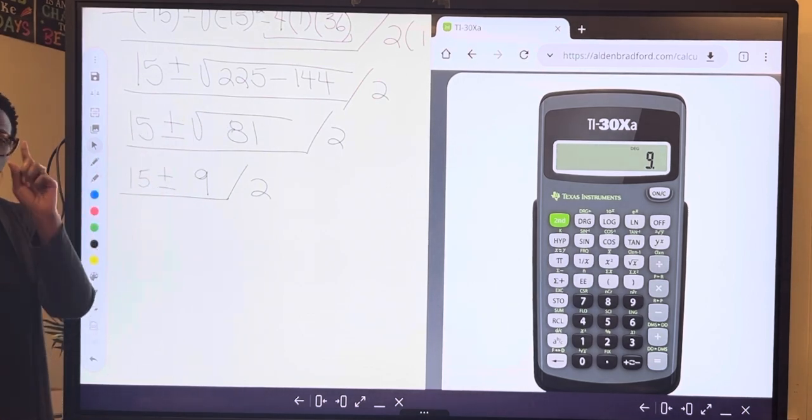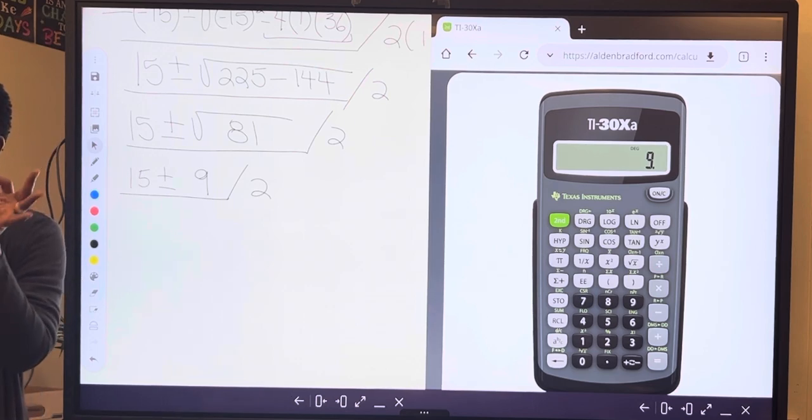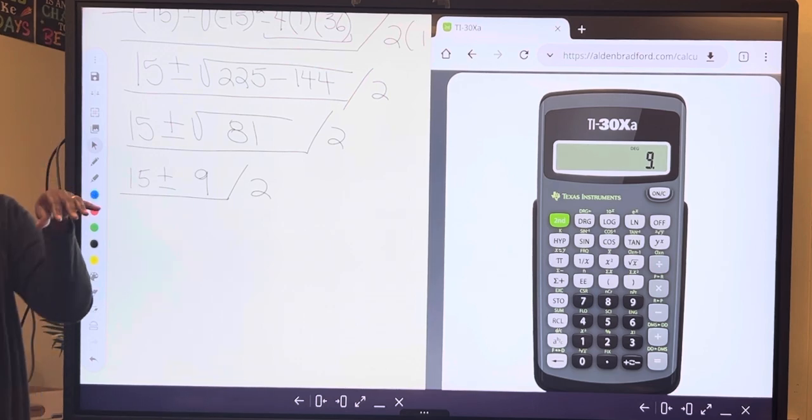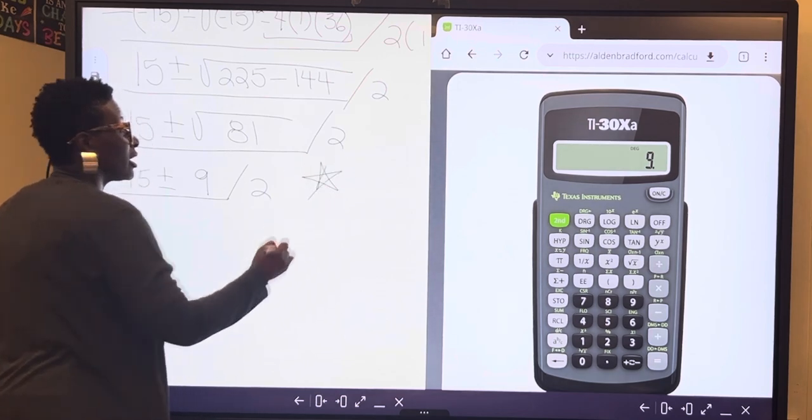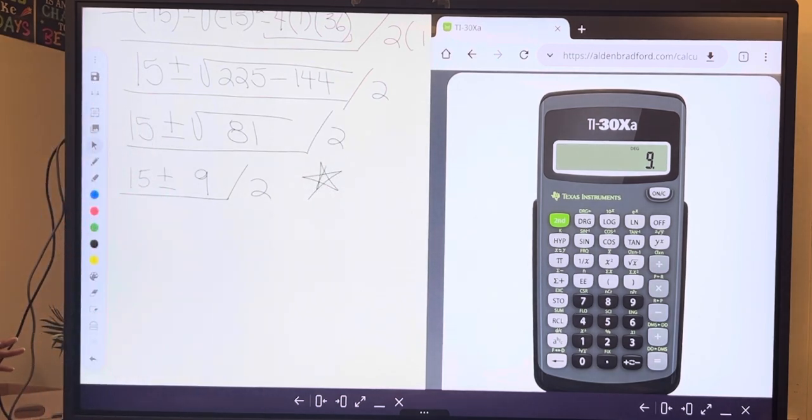Are y'all with me? What did we say that plus or minus is doing for you? It's going to give you what? 2 different answers. So guess what? I'm going to break this up. This is a key part. This is the part where I break it up. Everything is simplified. Radical is gone. Now I'm going to break it up to 2 parts.